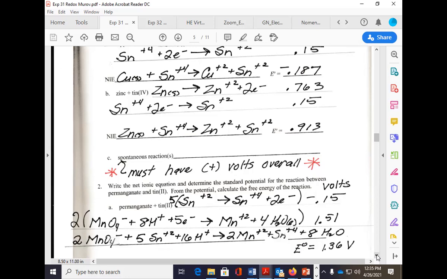So we're always going to have to reverse one of the half reactions. And when we reverse the half reaction, we reverse the sign. And then we just add.